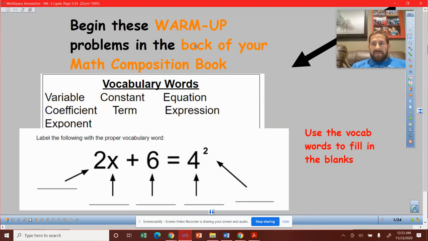So let's make sure that we're getting better at how we do this. I know I'm kind of a neat freak on this stuff, but let's put our warm up in the back of our math comp book. We're starting our third unit, so at this point we should figure this out by now: what goes in the front of our comp book is our lessons, our notes.